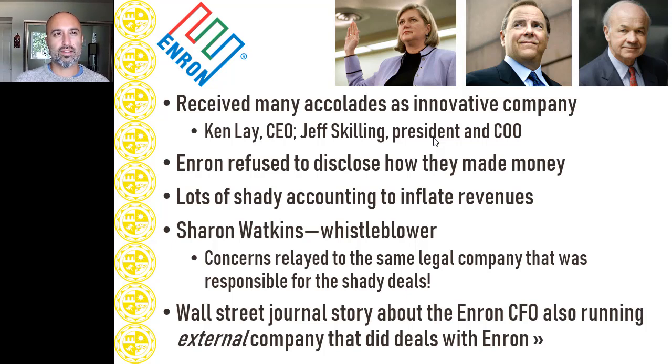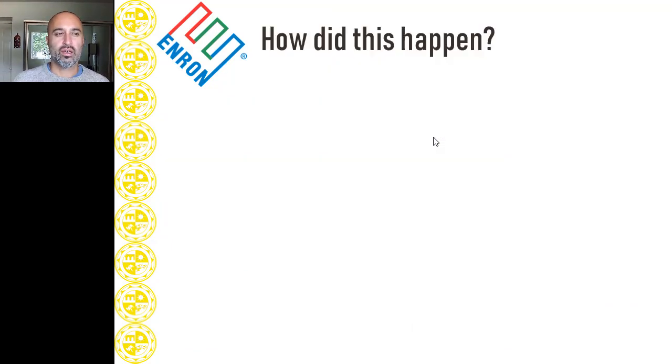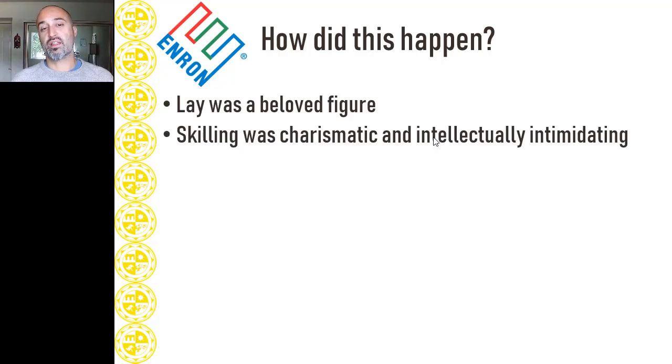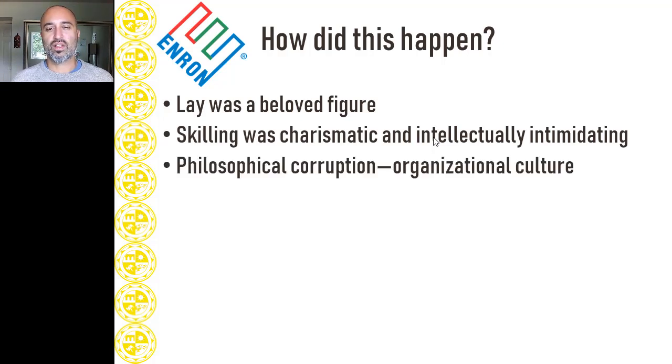Okay, and essentially what this resulted in was Enron collapsing because of these ethical violations. How did it happen? Well, Ken Lay was a really beloved figure, really sort of a nice guy. Jeff Skilling was extremely charismatic and intellectually intimidating. That combination was a really bad one. There was a sort of philosophical corruption within the organizational culture.